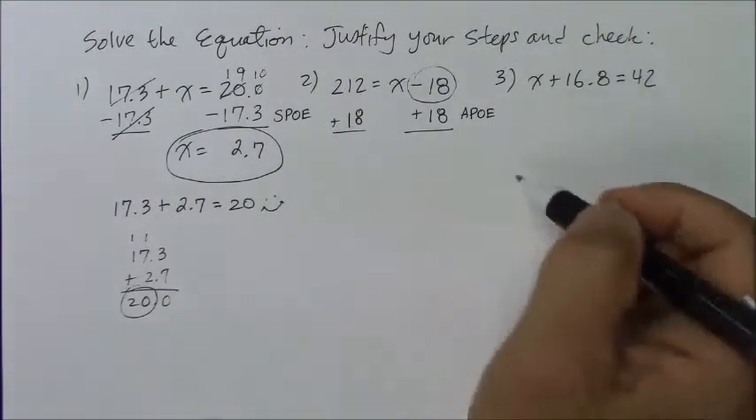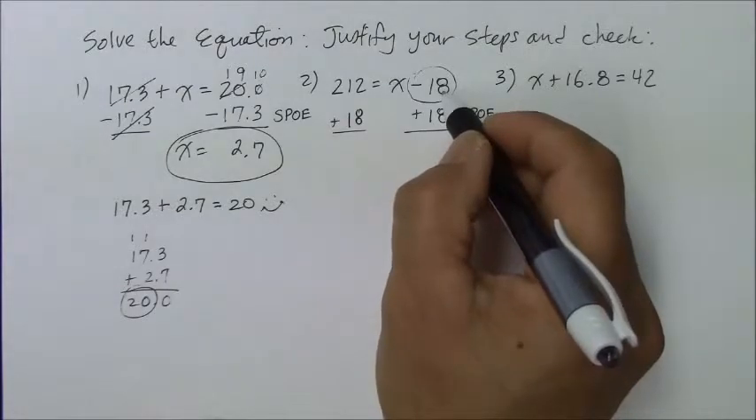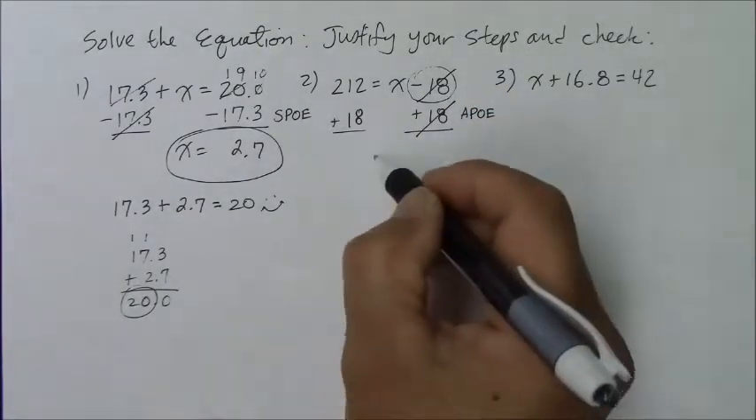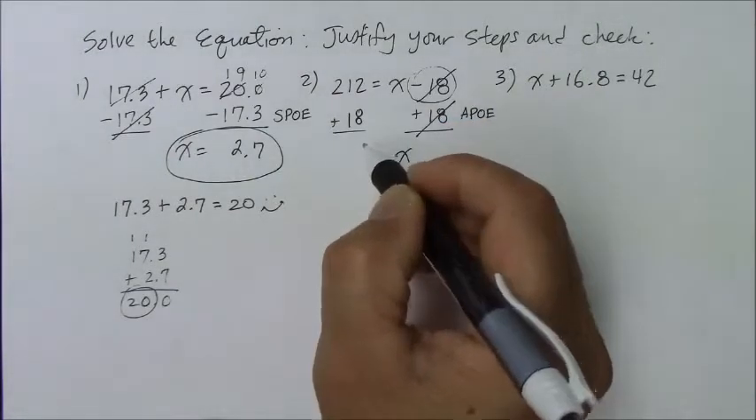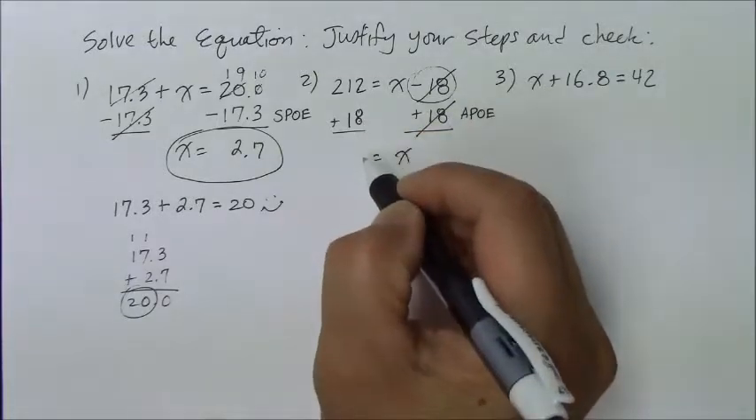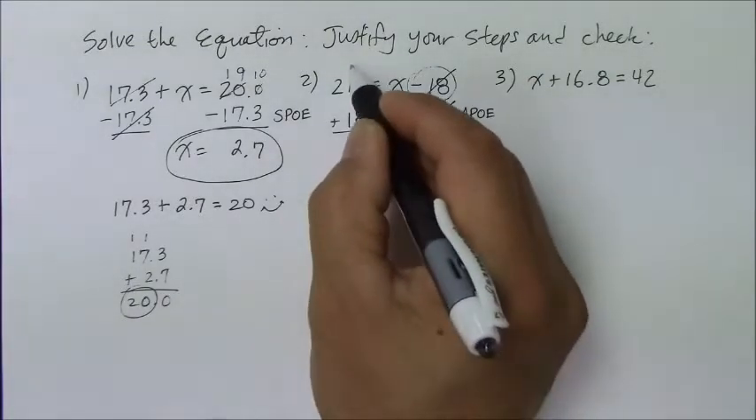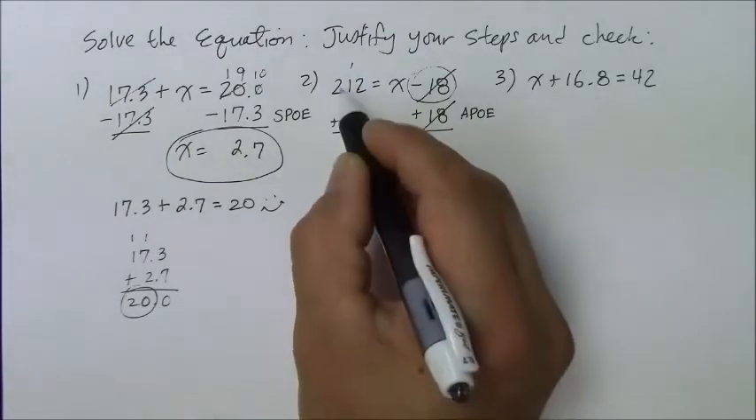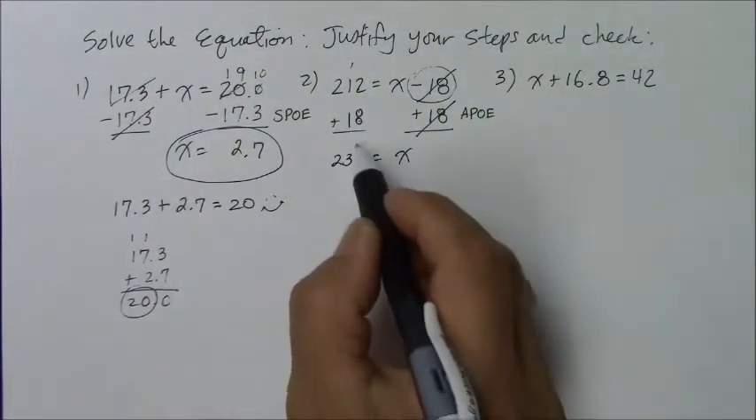Addition property of equality. So on the right side, negative 18 or minus 18 and 18 are additive inverses. They become 0. So x comes down. On the left side, 212 plus 18, I could do this. 2 plus 8 is 10. The 0 comes down. 1 gets carried over. 1 plus 1 plus 1 is 3. And 2. There's my answer.